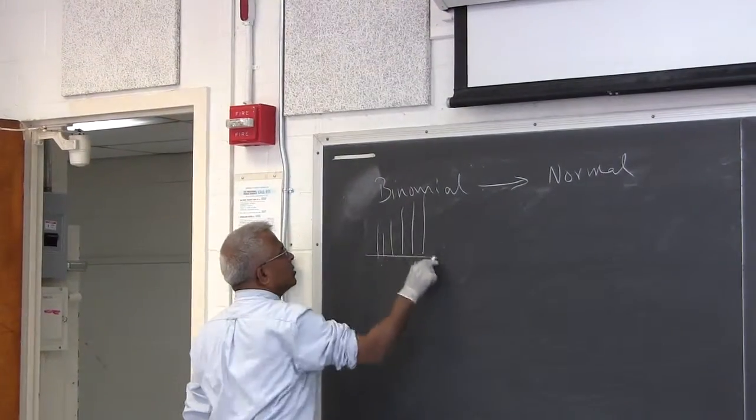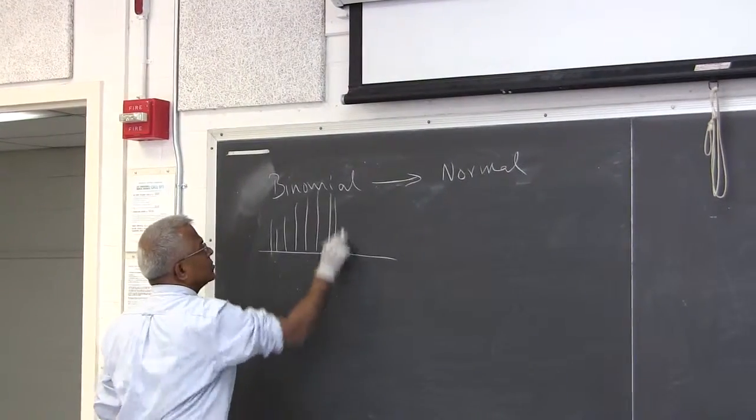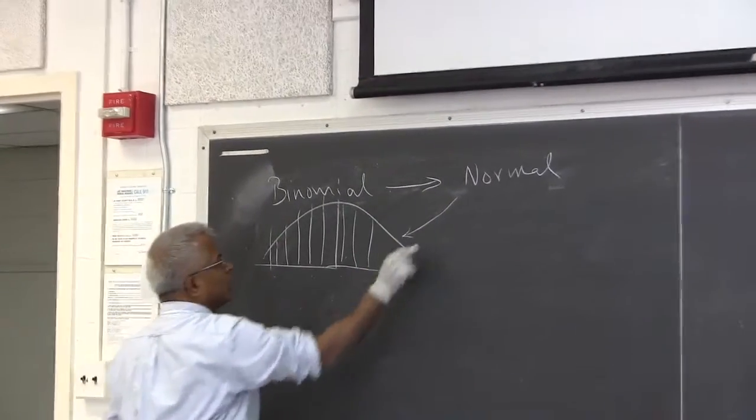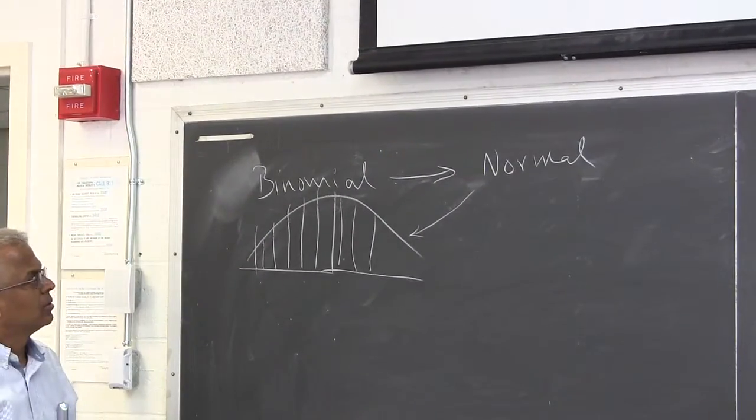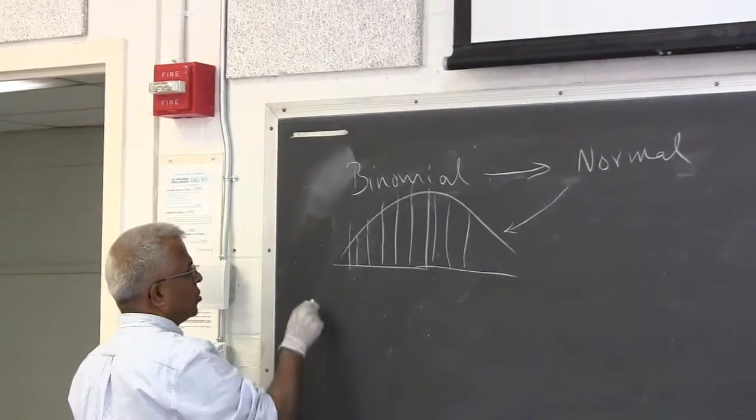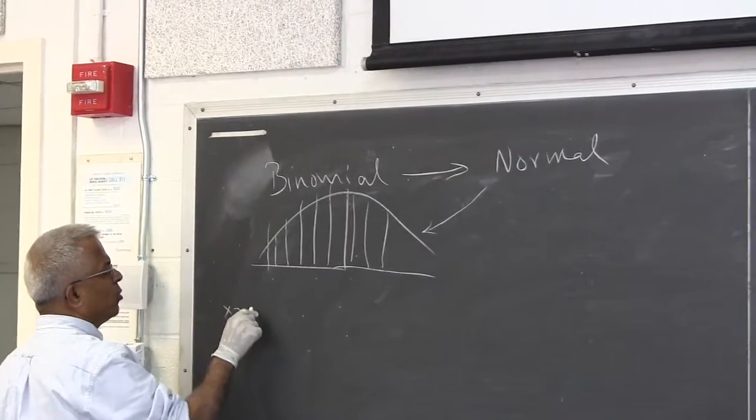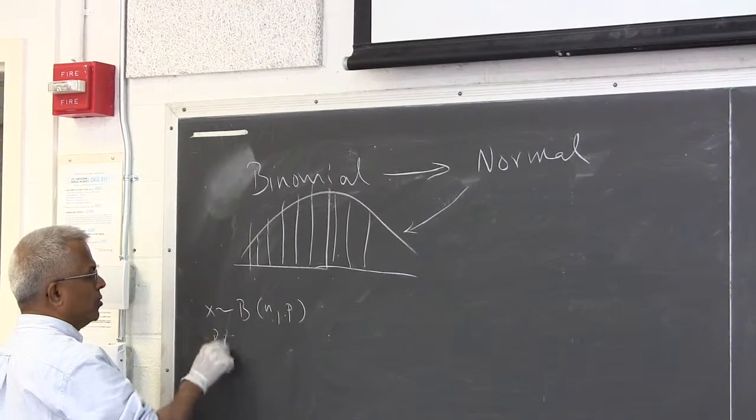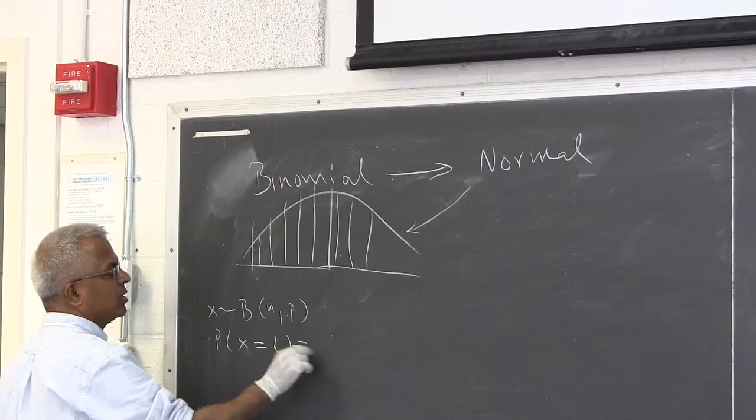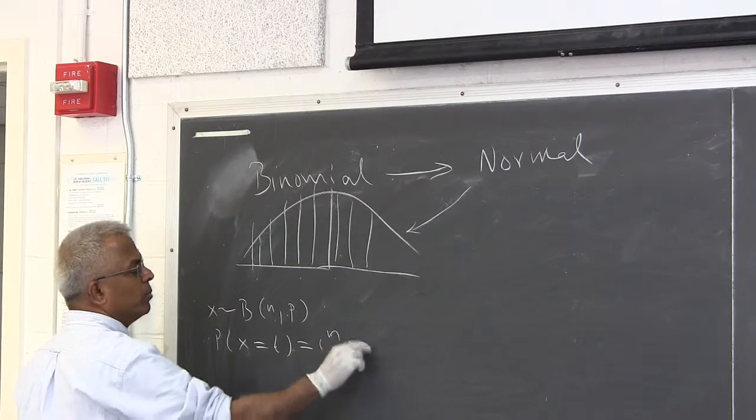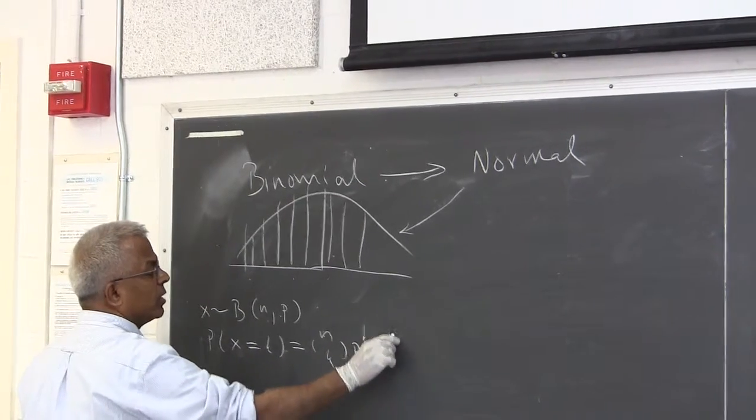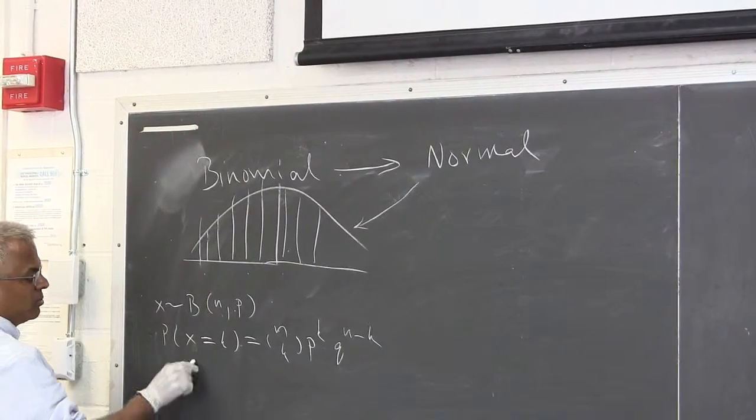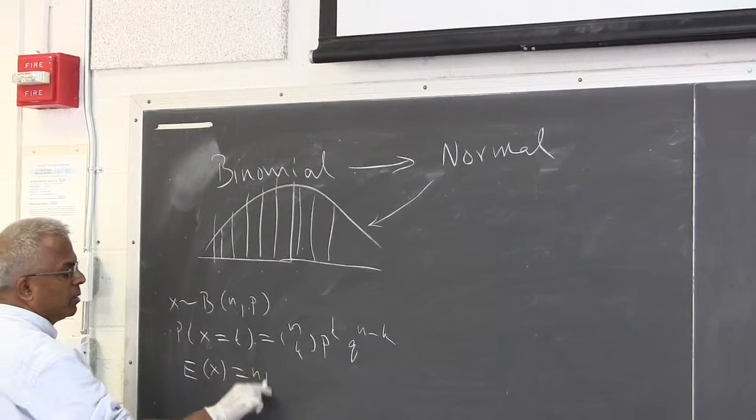A binomial, you can approximate it by a normal, the envelope. So binomial, of course, X is binomial(n, p). That means the probability of X equal to k is n choose k, p to the power k, q to the power n minus k. And its expected value, we saw it already, is np.